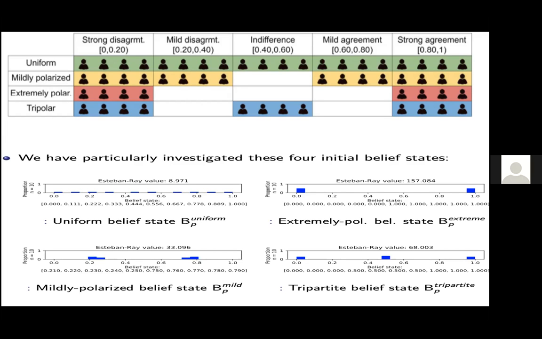Here I have some pictures of these kinds of scenarios, just to show you that when you have a uniform distribution, the Esteban-Ray value is very low, meaning that there is no polarization. And when you have extreme polarization, like in this case here, where everybody is in strong disagreement or strong agreement, you have the highest value, in this particular case, 157.